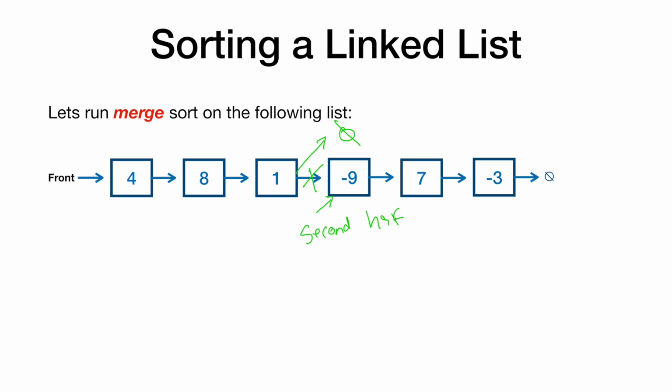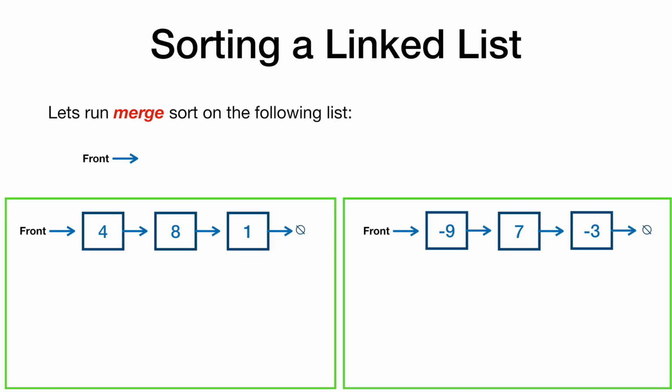And then we can run merge sort on the front, and we can run merge sort on the second half. So that's exactly what we do. Again, it's recursive. Merge sort is recursive. So now we're making two recursive calls. One is over here on the first half. One is over here on the second half.